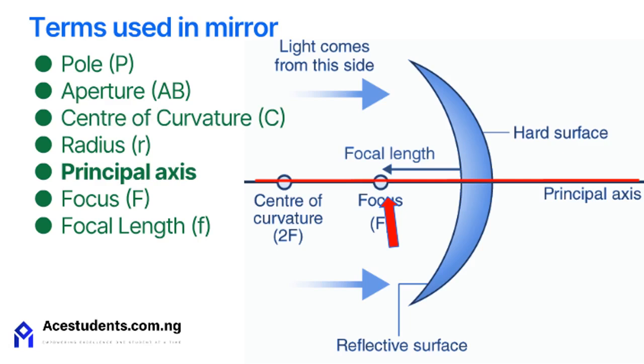The principal focus, F, is where parallel rays meet or appear to come from after reflection. The focal length, denoted as F, is the distance between the pole and the principal focus. It is equal to half the radius of curvature.